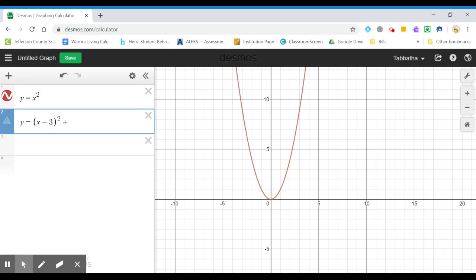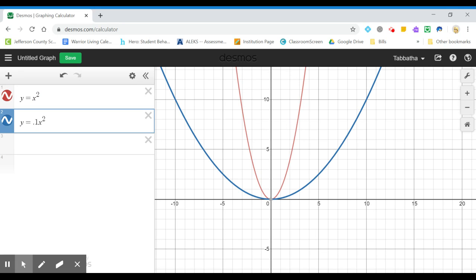We can even do a combination. So negative 3 means move to the right 3, and plus 4 up 4. So to the right 3, up 4, and there's our vertex. Some other changes we can make is we can put a number in front of the x squared. So putting a number here in the a spot changes the width of our graph, of our quadratic. So a number that is bigger than 1 will make it skinnier, where a number less than 1 will make it wider.